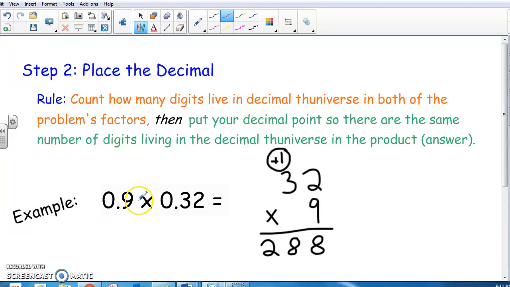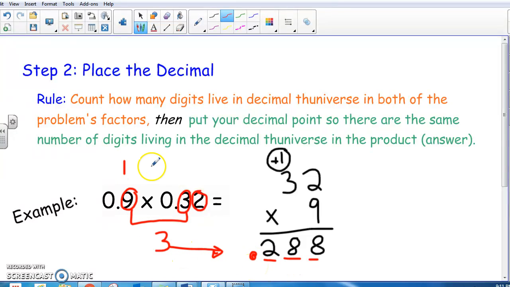Last one, counting the digits in my decimal thuniverse. I have 1 from the 9/10, and I have 1, 2 from the 32/100ths. All together, that's 3. 1, 2, 3 digits living in the decimal thuniverse. So in my answer, I need to put the decimal point where there are 3 digits living in the decimal thuniverse. If I put it here, that only gives me 2, the 8 and the 8. I need to put it here, which gives me 1, 2, 3 digits living to the right of the decimal point, which is the decimal thuniverse.